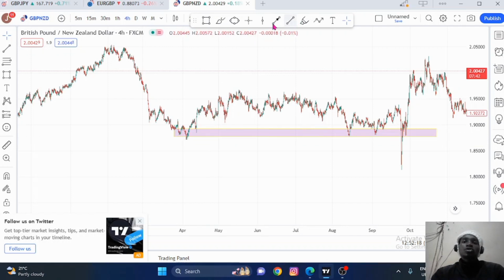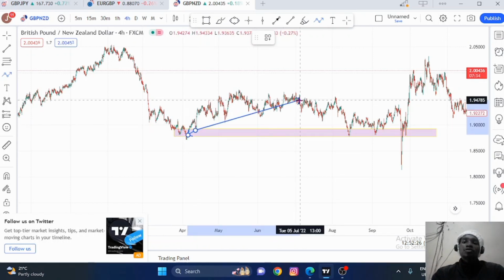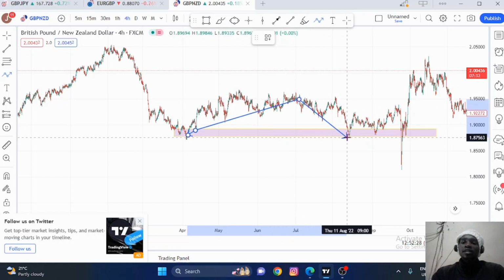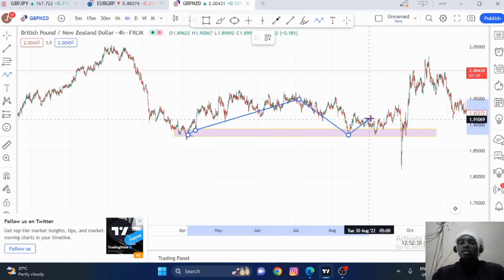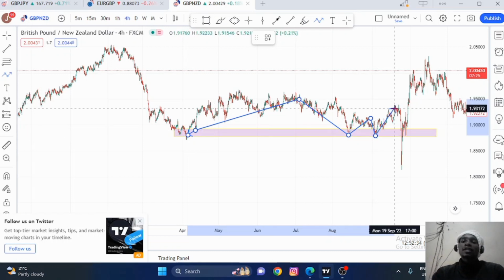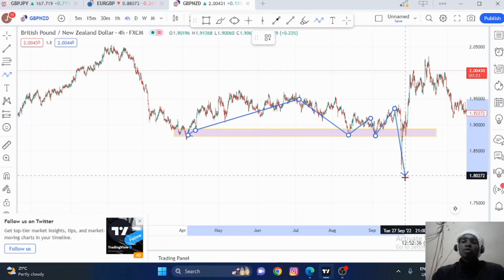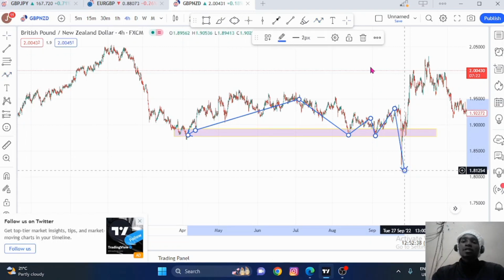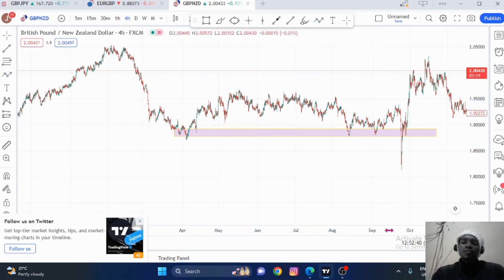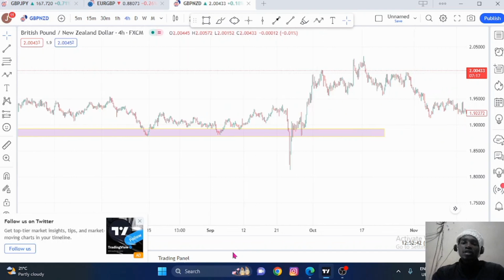As you can see, this key zone here was touched once. After moving upward, there was another touch here, the second touch. Then there was another test here, and then the market came and broke down into this part. Let me zoom it so that you can understand what I mean.